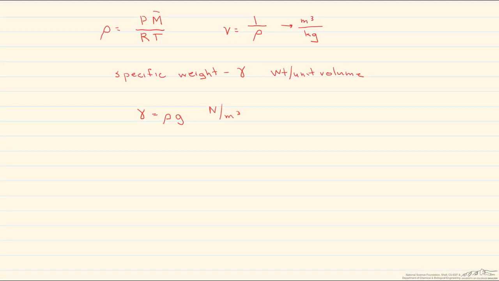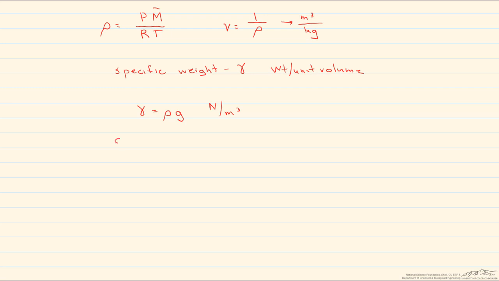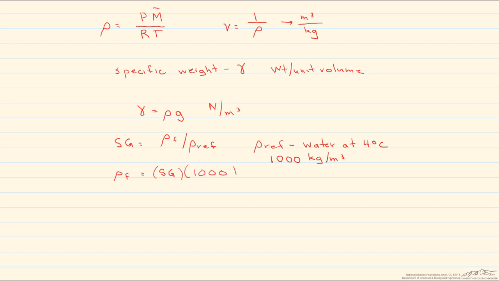Probably the most common value given in the tables is what's known as the specific gravity. And that's the density of your fluid divided by the reference density. And the reference density for liquids and solids is water at 4 degrees C. So in SI units, the reference density is 1,000 kilograms per meter cubed. So in order to get the fluid density that you're interested in, you take the specific gravity, which is unitless, that you find from a table, and multiply it by 1,000 kilograms per meter cubed.